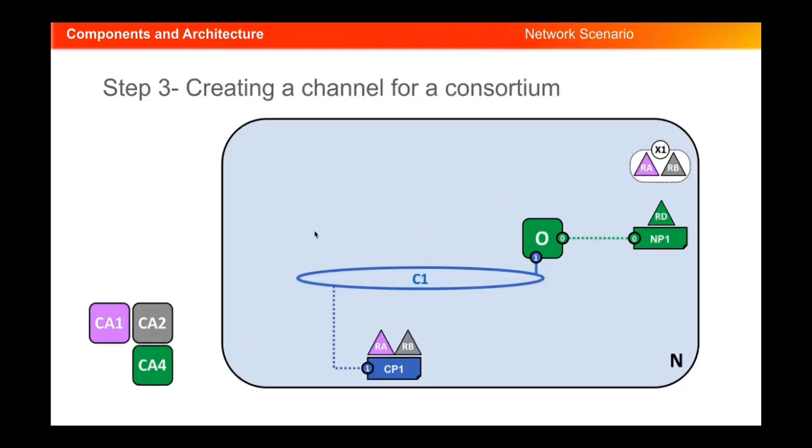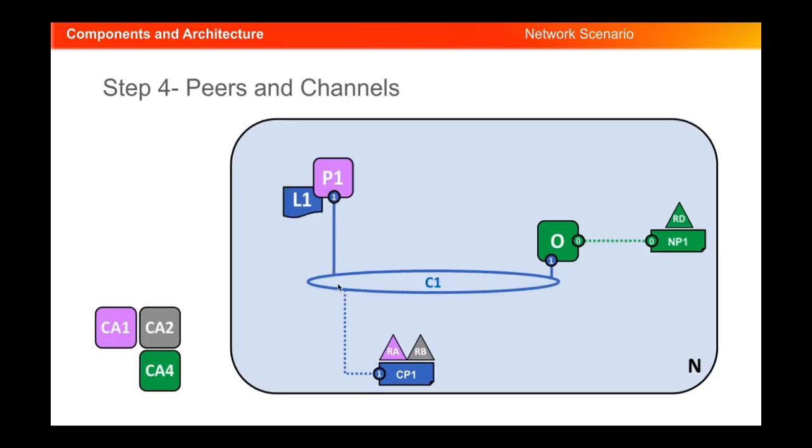Now, creating a channel for the consortium. In the previous slide, you can see that RA and RB have created the consortium X1. Now, in order for them to communicate in a private manner, a channel is needed. So they create the channel, which is in turn connected to the orderer, and this channel has to abide by the channel policy 1 rules, which are agreed by both RA and RB, which is organization A and organization B. So channel 1 is connected to both RA and RB.